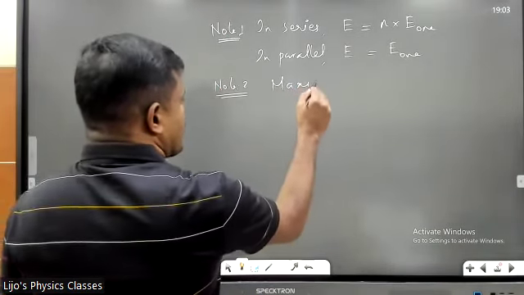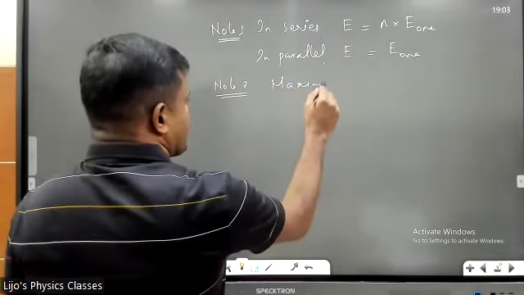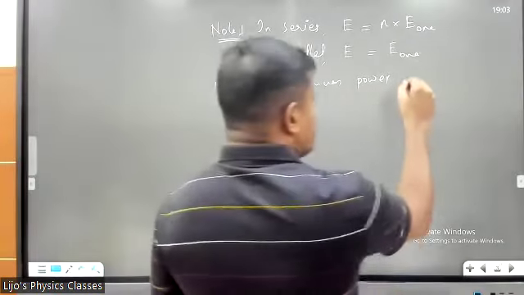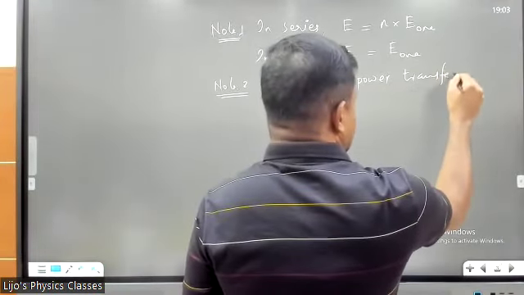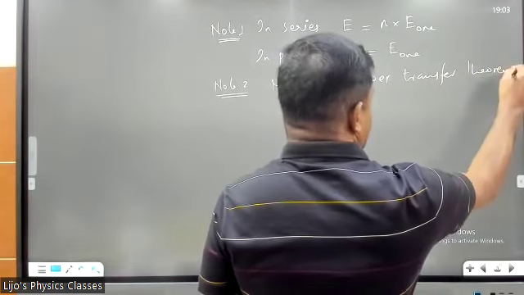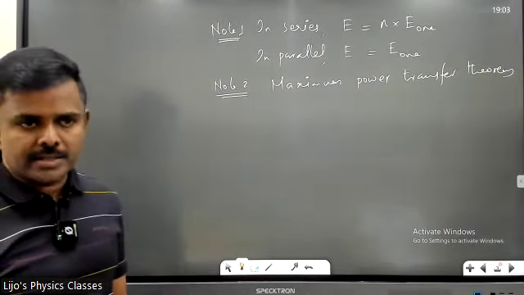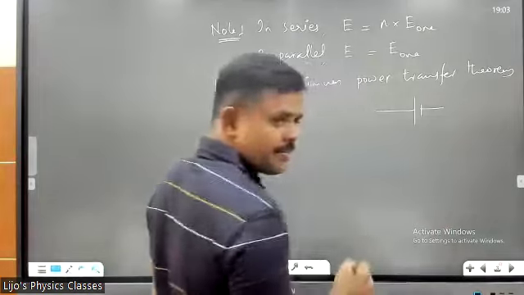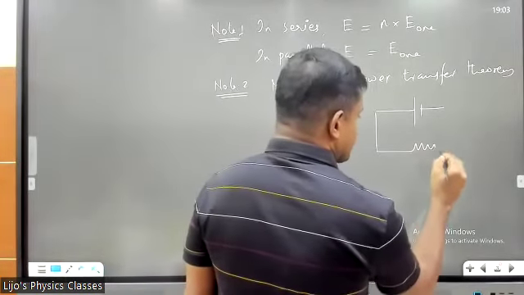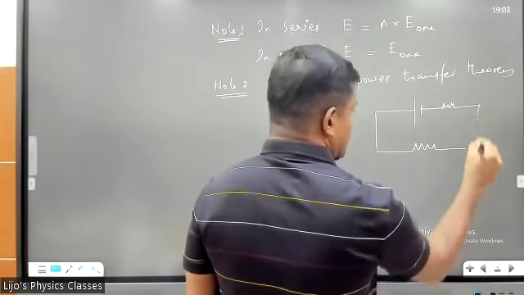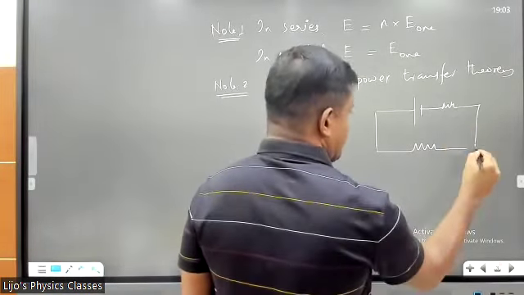Maximum power transfer theorem. Many teachers do not teach this anymore, but you learn this because a couple of years back it was asked. From the name itself, it is clear it's talking about the power transfer. Draw the figure. This is the cell. This is the external resistance. This is the internal resistance. Actually, I'm supposed to draw internal resistance inside the cell, but this is how it is schematically represented.